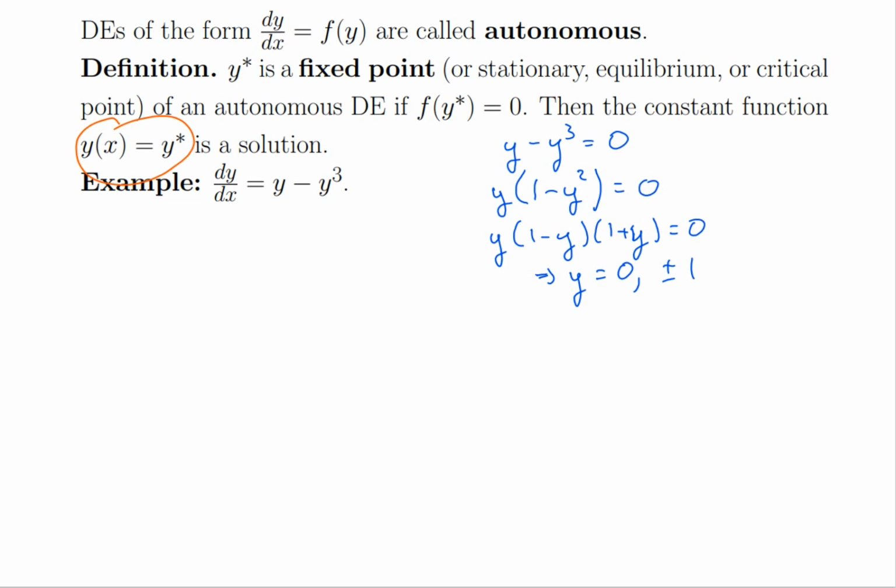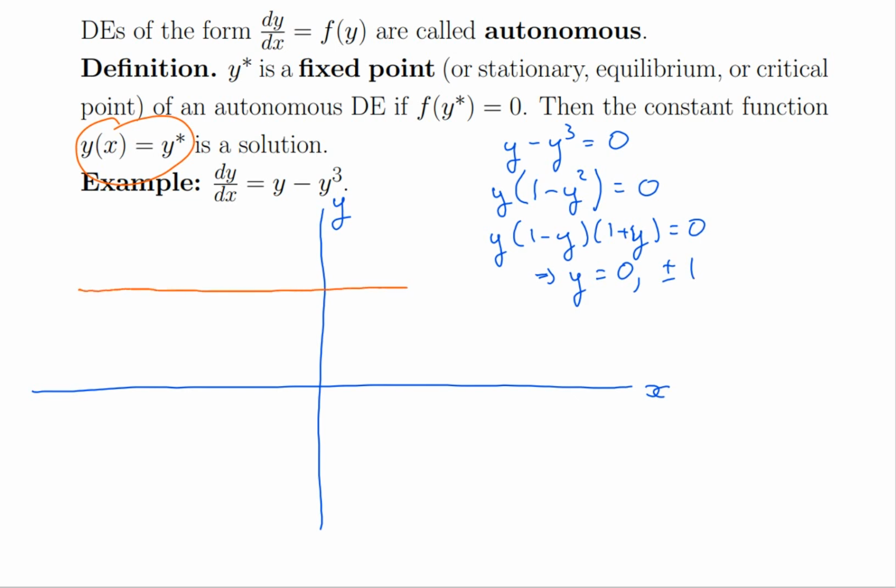So that means I can draw some solutions already. y equals 1 as a solution, y equals 0 as a solution, y equals negative 1 as a solution. What do the other solutions do? Well, I could draw the direction field, and that's actually a really good idea, but I just want to do it a slightly different way this time.